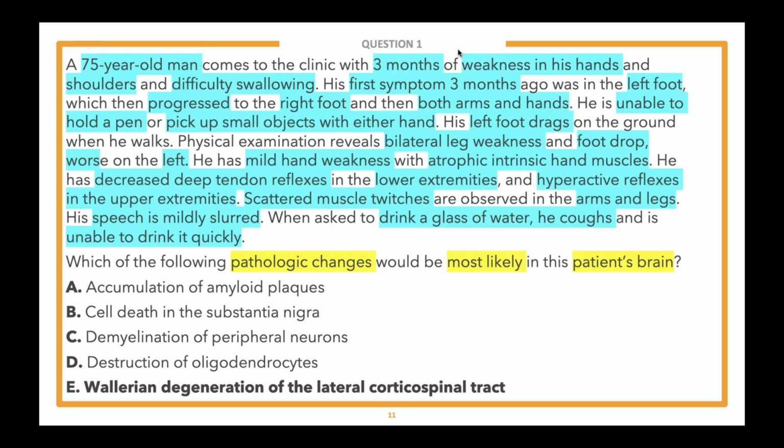Some of them are lower motor neuron signs. You can see there they talk about atrophic hand muscles. They talk about fasciculations. They even talk about decreased deep tendon reflexes in the lower extremities. Some of them are also upper motor neuron issues, though. You can see the hyperactive reflexes in the upper extremities. So we have a combination of upper motor neuron and lower motor neuron issues. And with the progression that also now involves difficulty swallowing, the one thing you really should be thinking about is ALS, or amyotrophic lateral sclerosis, okay?